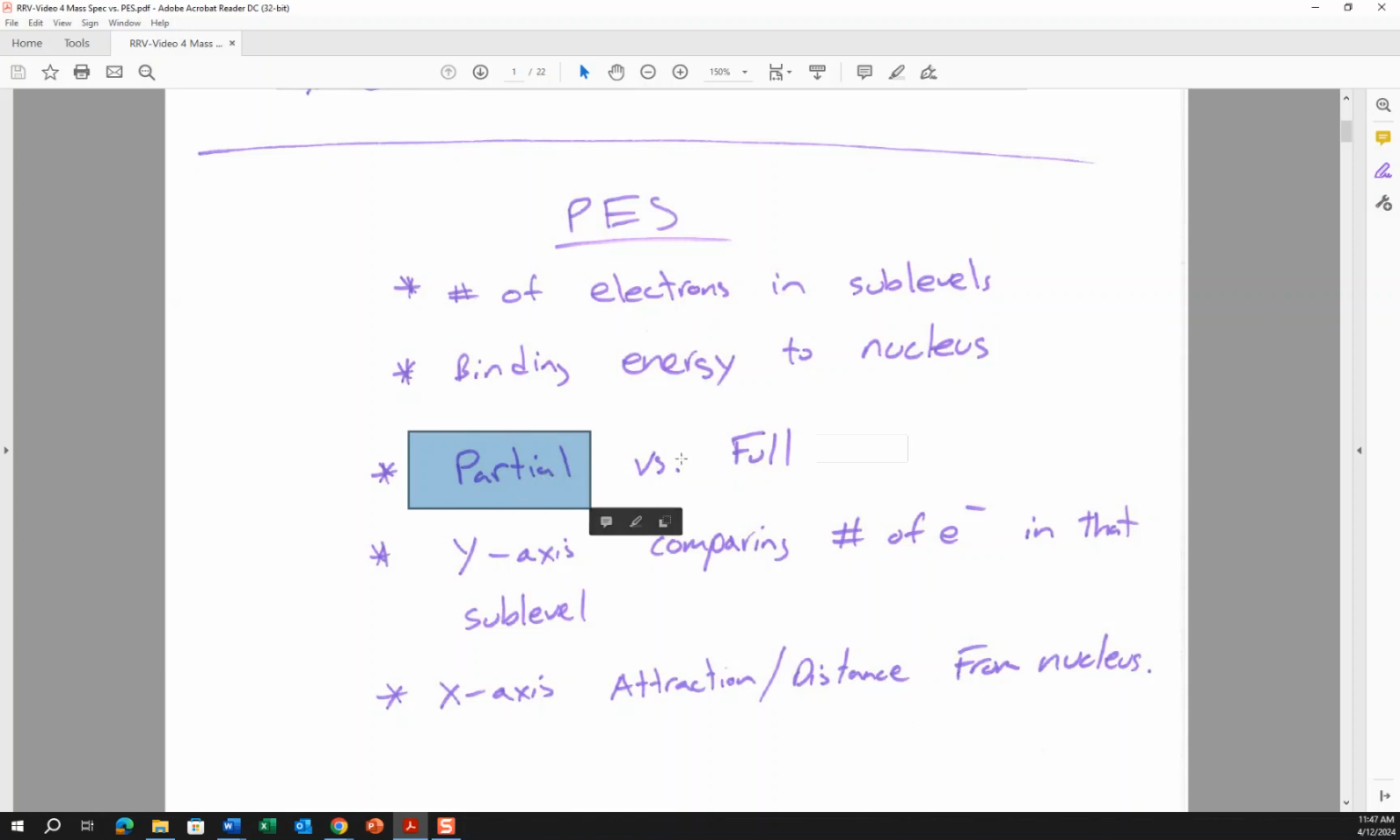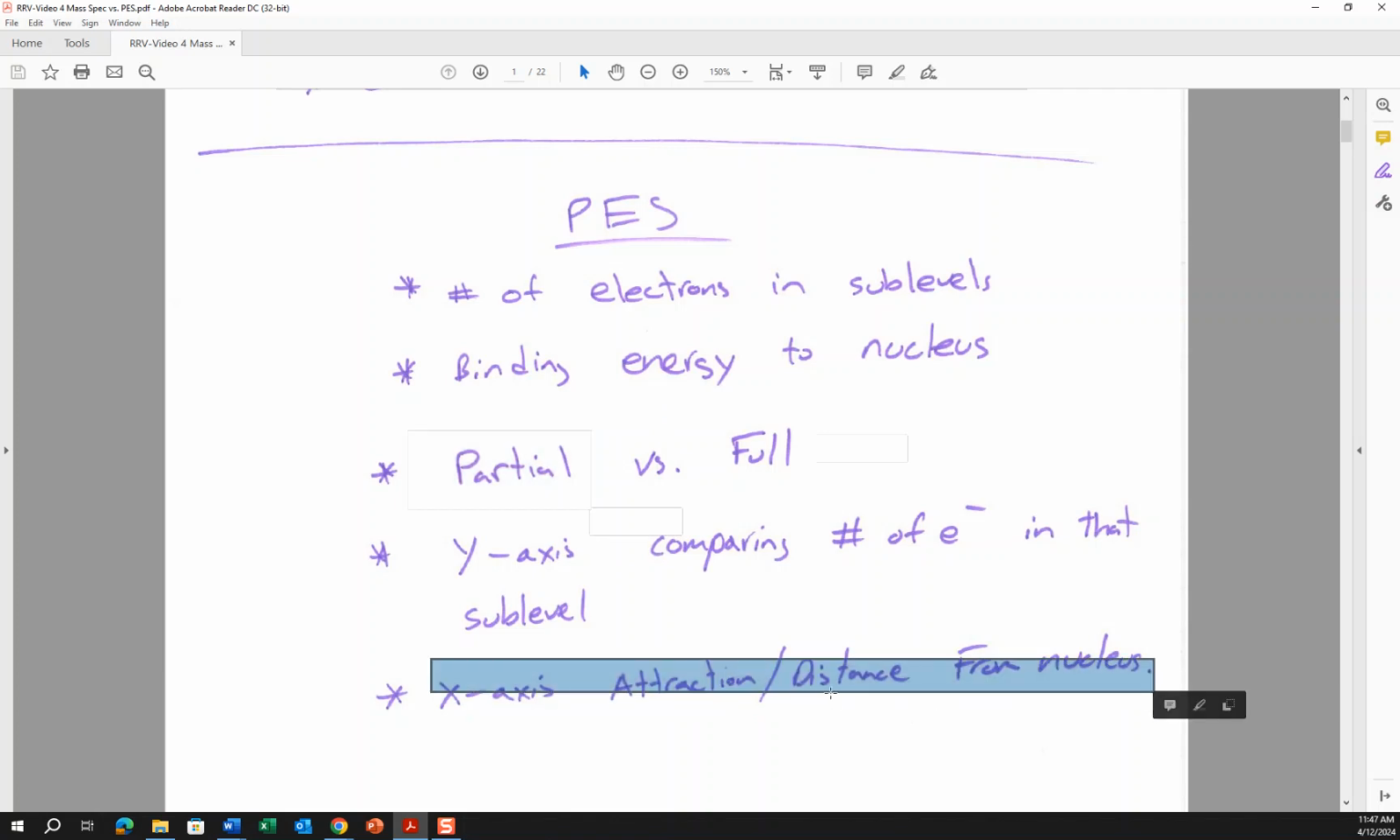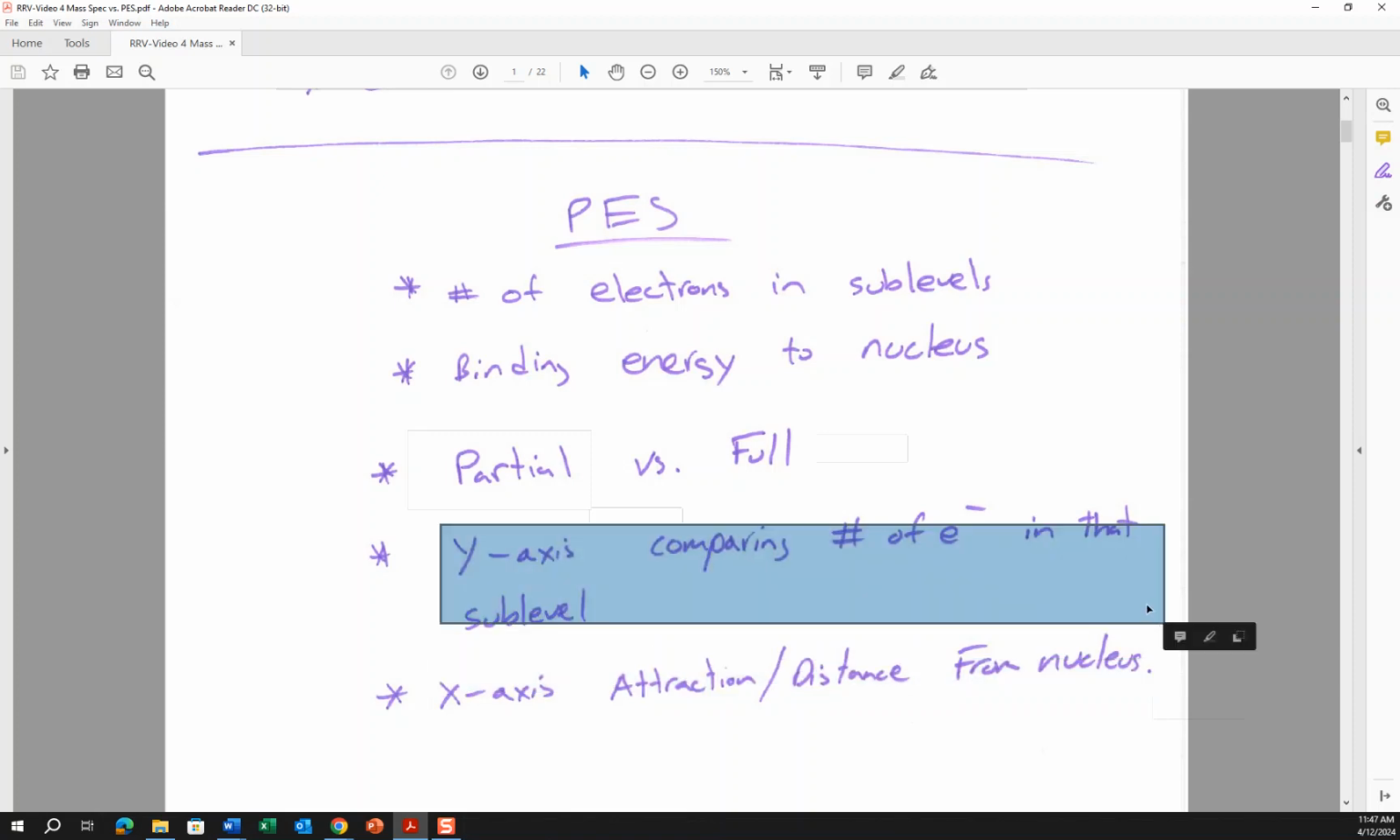And remember, it's about binding energy. The x-axis is how attracted the electrons are to the nucleus. So the closer electrons obviously have a higher binding energy. The more valence electrons, the electrons that are furthest away in the higher sublevels, have lower binding energy. That's what the x-axis tells us in a PES diagram. And the y-axis is just how many electrons are in that peak.